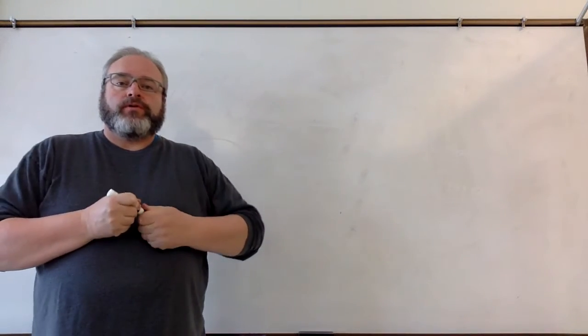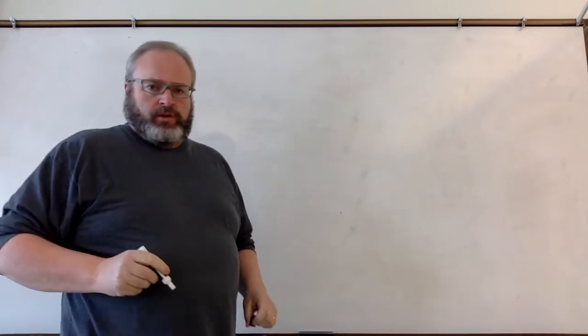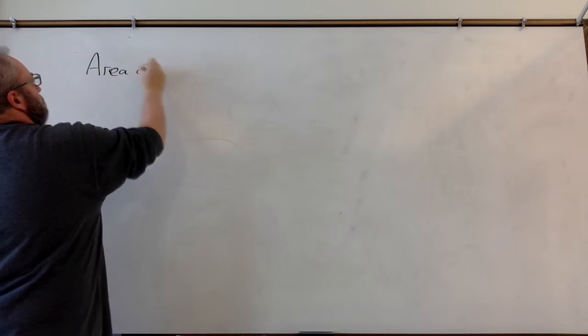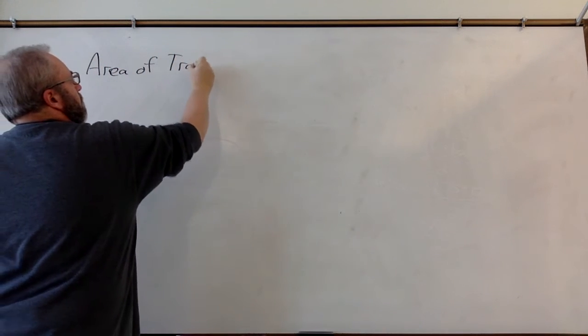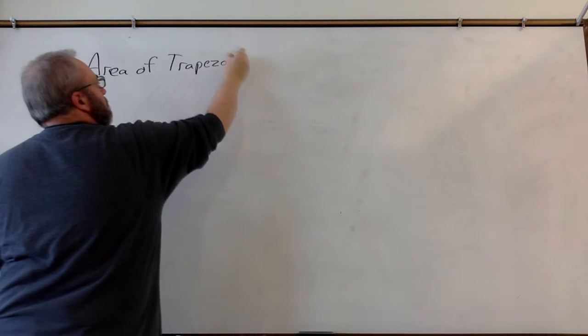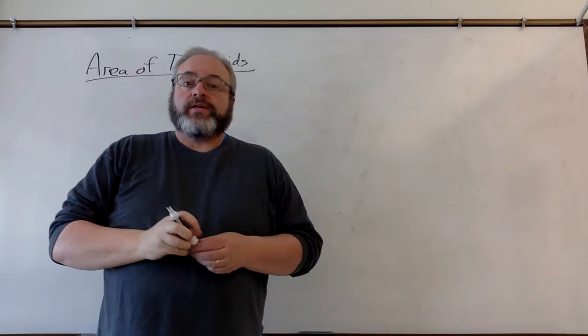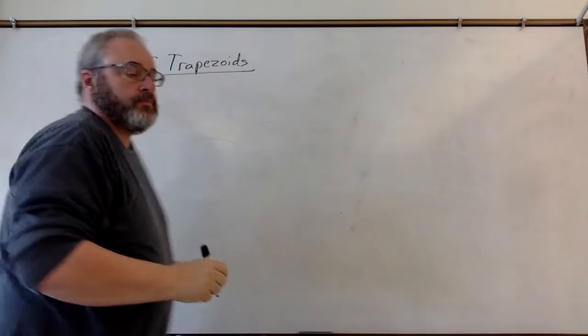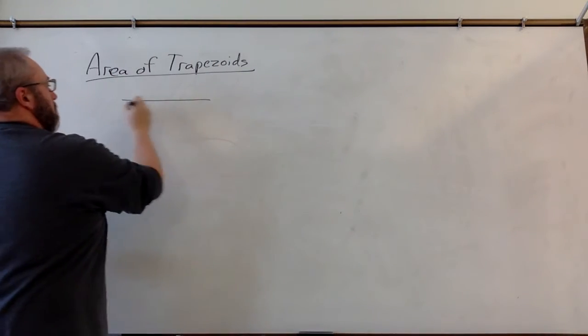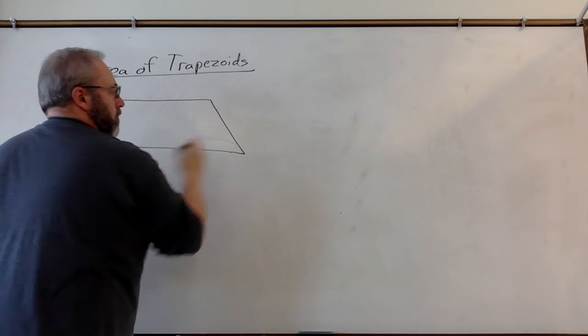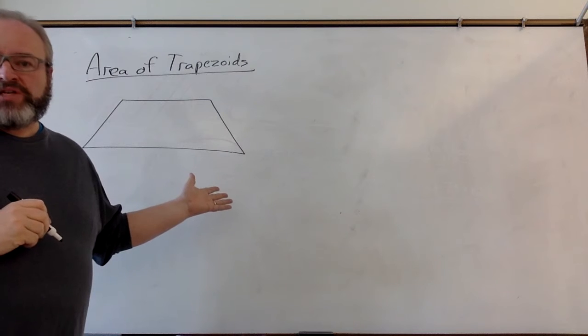Okay, we are going to find the area of trapezoids. Let's start with what a trapezoid looks like. So this is basically a trapezoid.